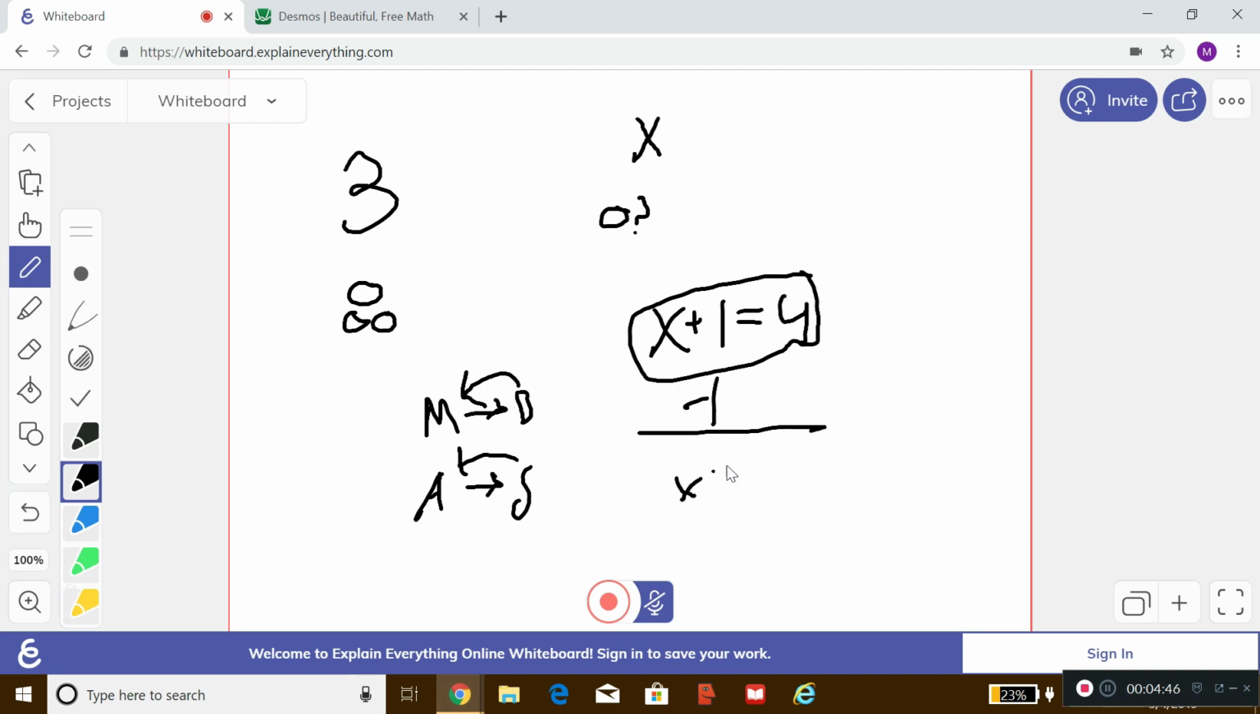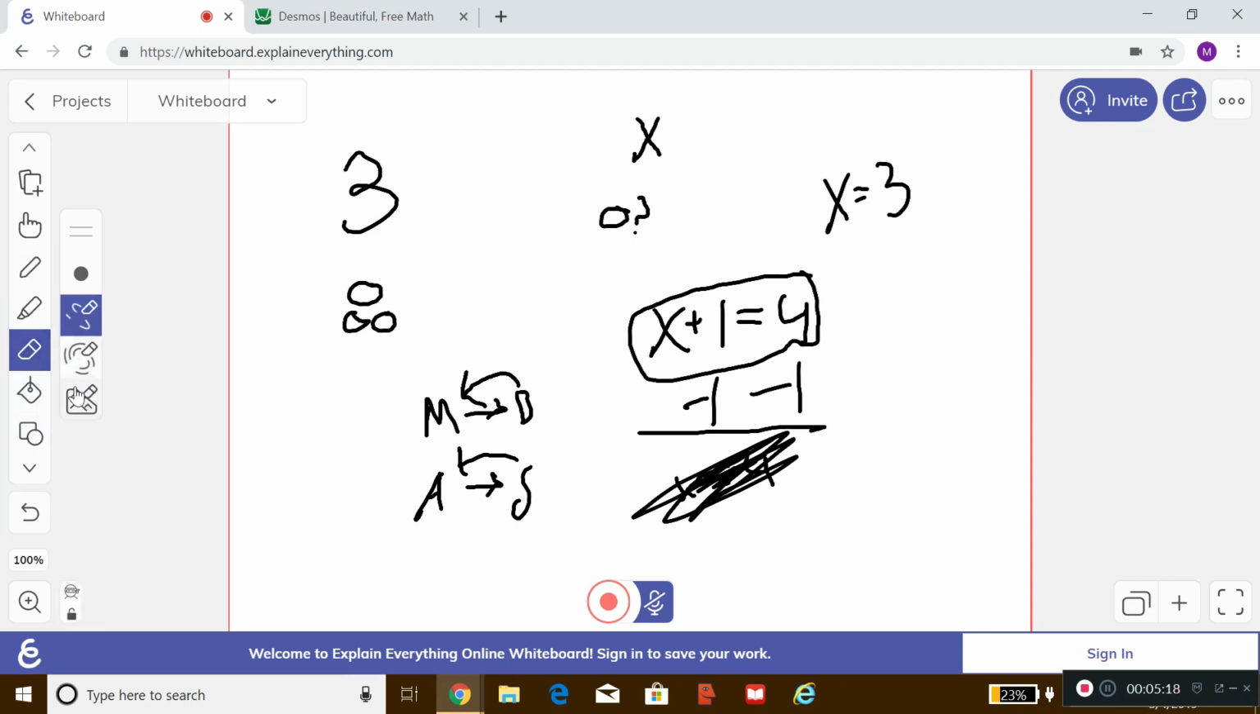And I see x equals 4. No. Why is that wrong? Because I only subtracted one from this one side, guys. Did you catch that? I was kind of testing you there. What we're going to have to do is subtract it from both of these sides, so we would find that our x equals 3. So that's kind of how the whole addition and subtraction thing works.